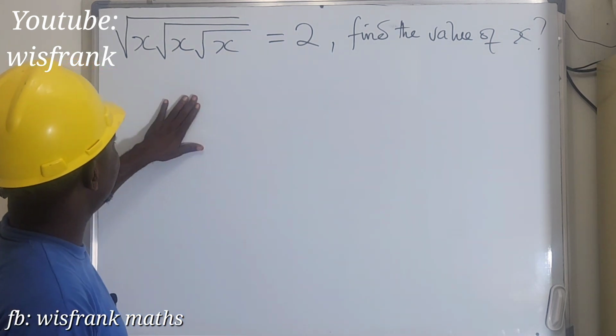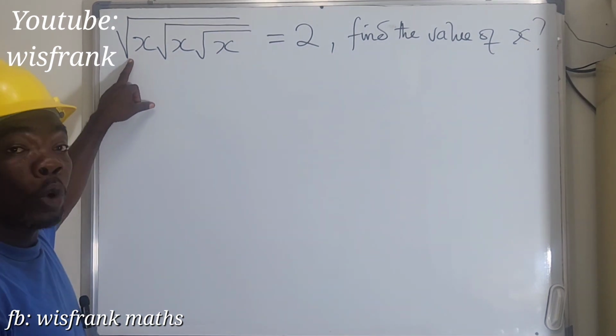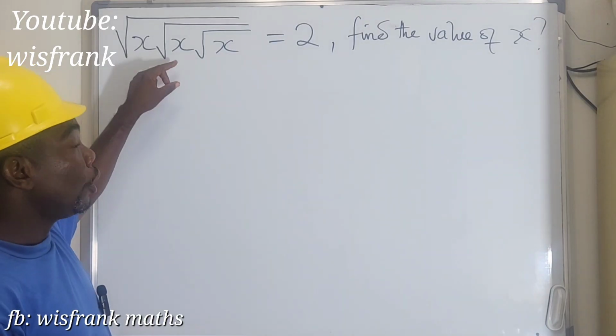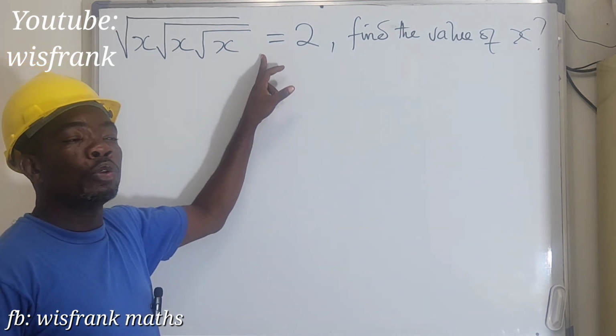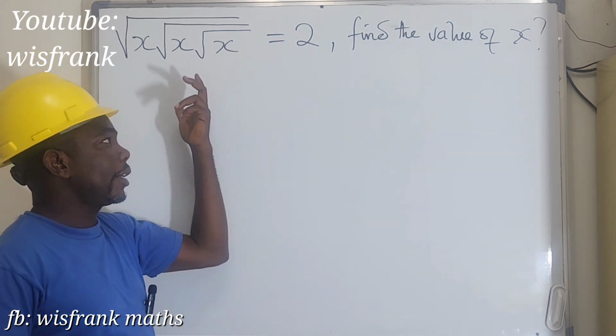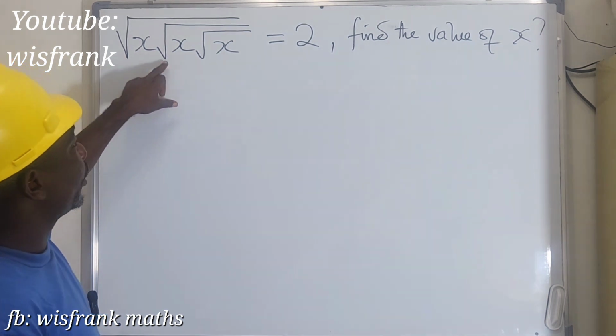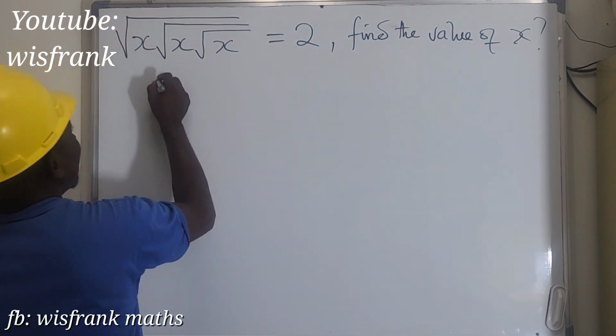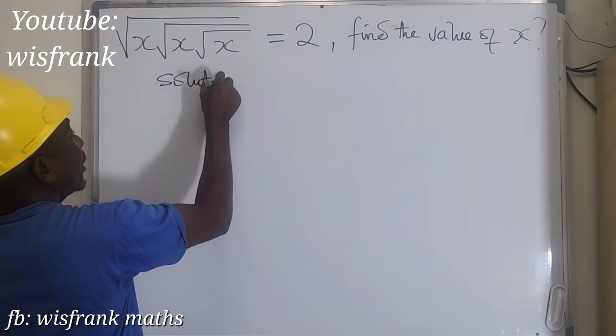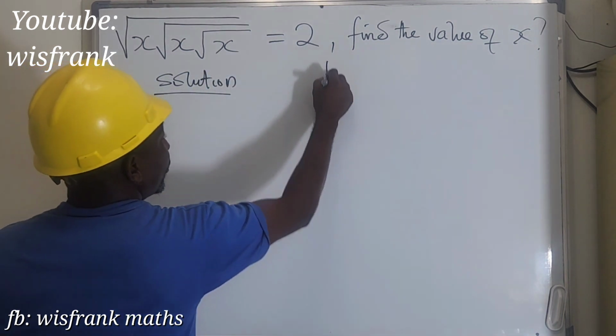Today we are looking at this question and it says: the square root of x times the square root of x times the square root of x equals 2. We should look for the value of x. So we have this square root inside the square root, and this one inside the square root. We are just finding the value of x from this equation.